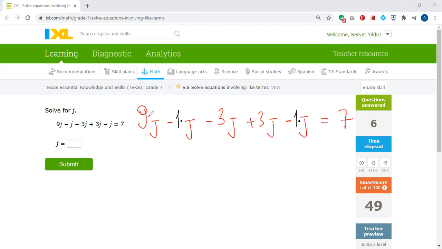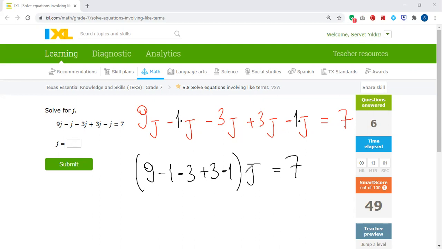Now, as you can see, we have 1, 2, 3, 4, 5 terms, and all of these terms are like terms because their variable is j. They have the same common variable, so they are like terms. That means we are going to combine the coefficients. Let's start. I have 9 here, minus 1 here. Don't forget the sign. I have minus 3 there, plus 3 here, and minus 1 here, is equal to 7. And don't forget, this is multiplication.